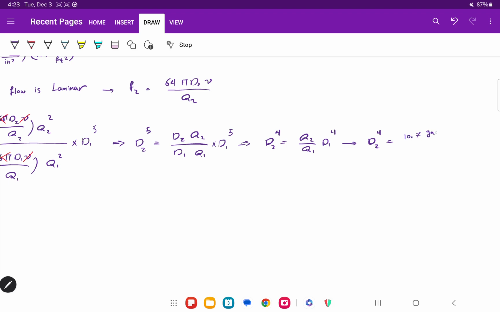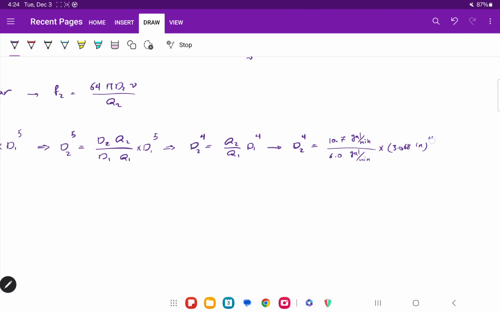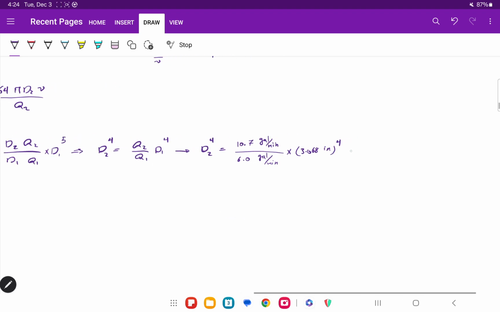10.7 gallons per minute over 6 gallons per minute times 3.068 inches to the power 4. So d2 equals 3.55 inches. This is d2.